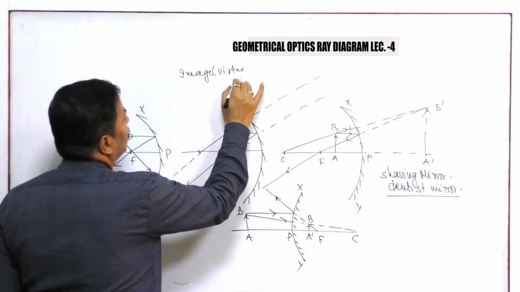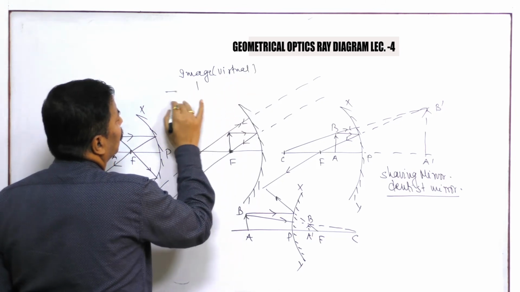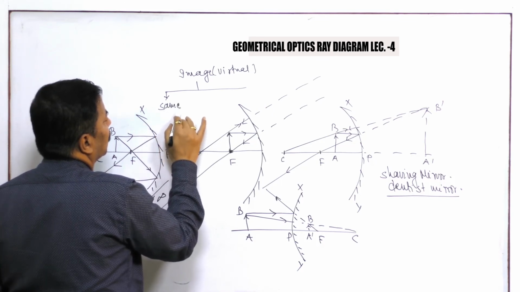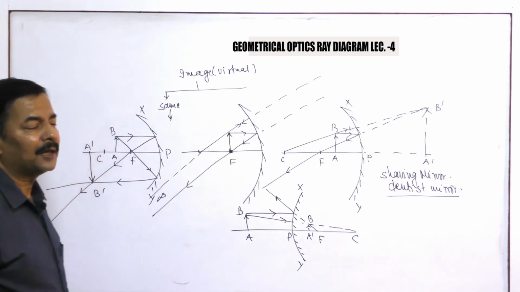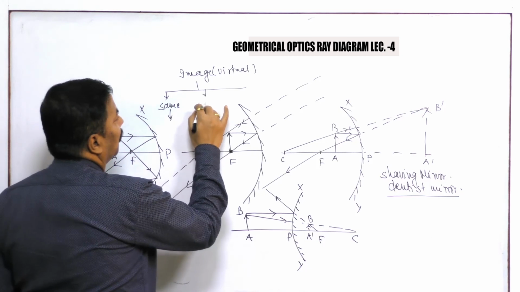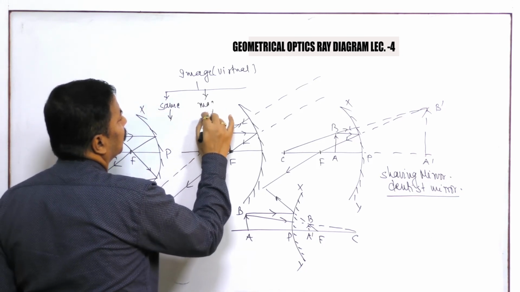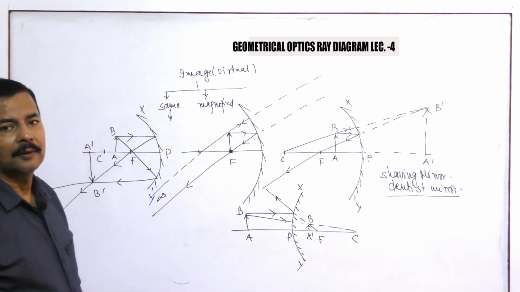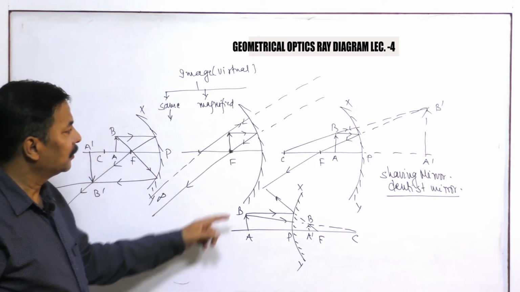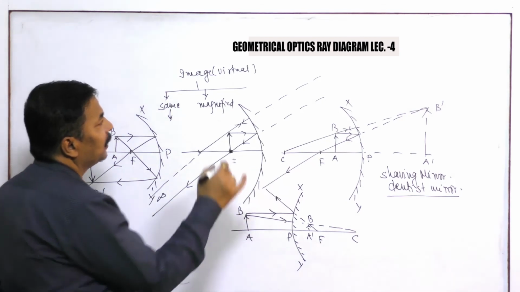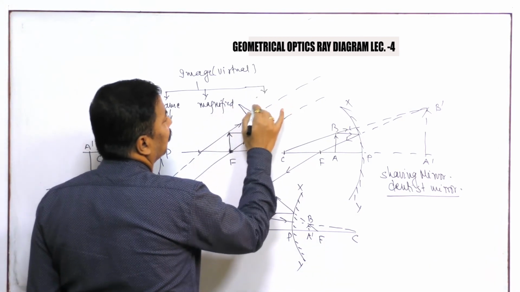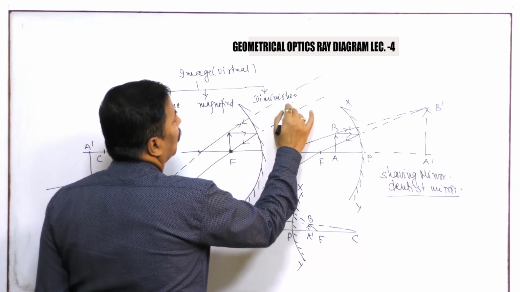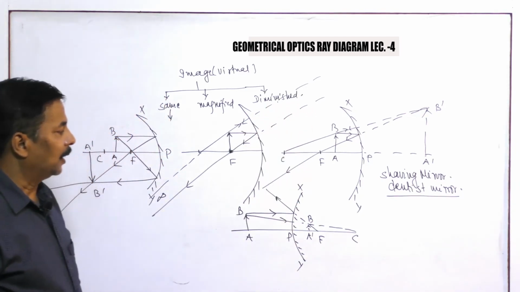If you analyze the image, it is of three types. One is the same size, as formed by plane mirror. One is magnified, as formed by concave mirror, and one is diminished, as formed by convex mirror.